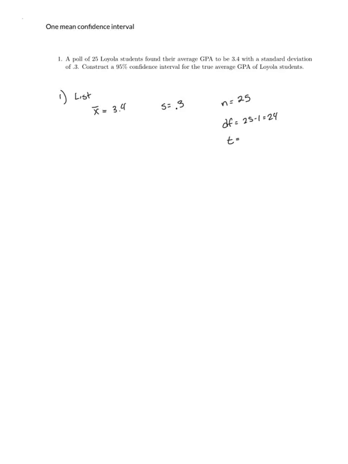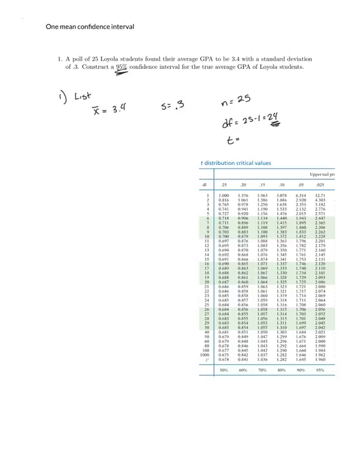Then what I really need to do is find my t-score, and in order to find my t-score, I need three things. 1, I need degrees of freedom. 2, I need my confidence level. And 3, I need my t-table. And so, poof, the magically appearing t-table.